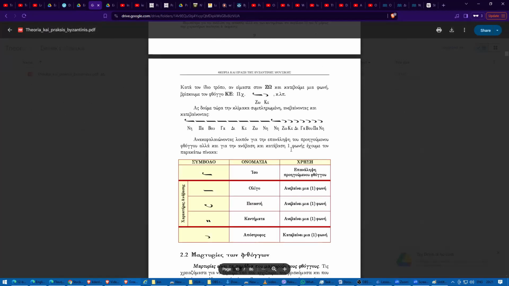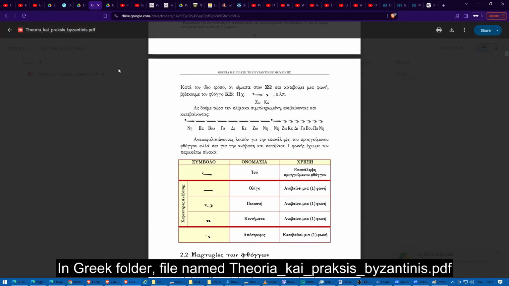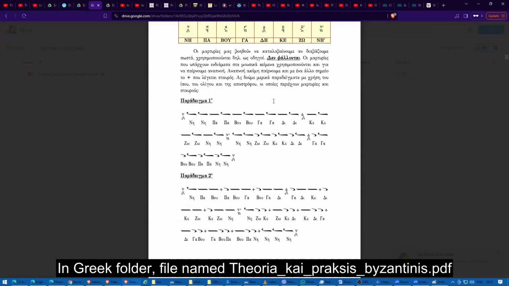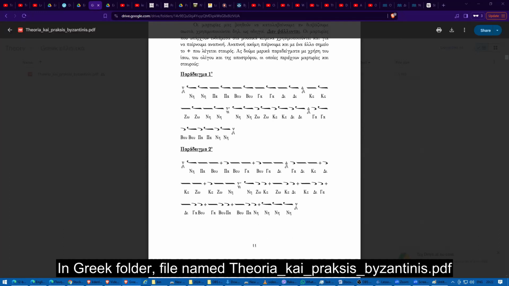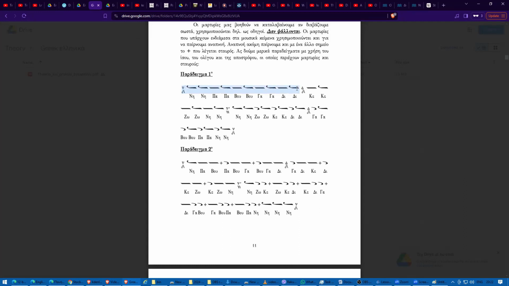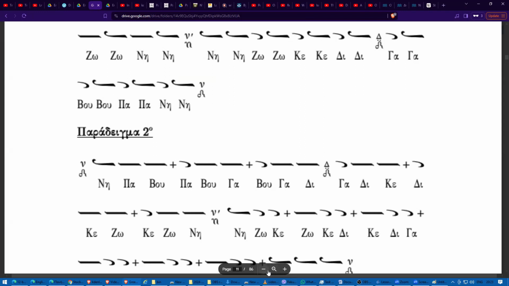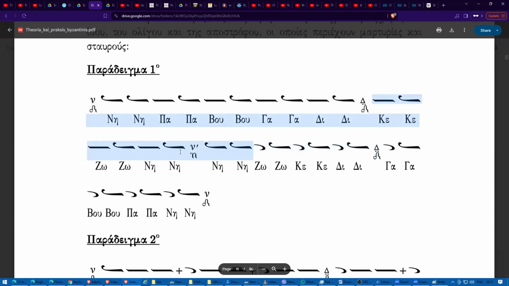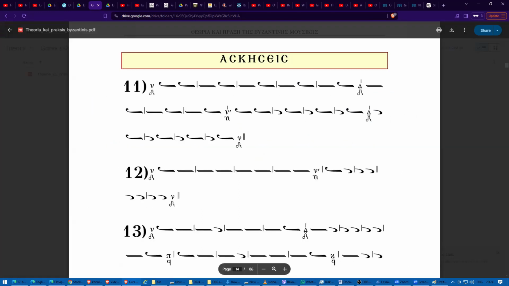I found this one here under the Greek folder. This has some very good exercises. So it might be better if we take it in turns. So one person says from this part up to here, and then the next person continues from this part to the next. I can start if you want.